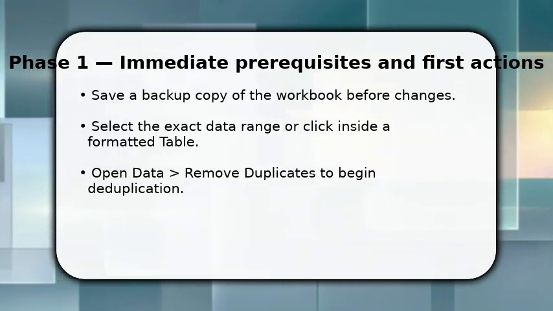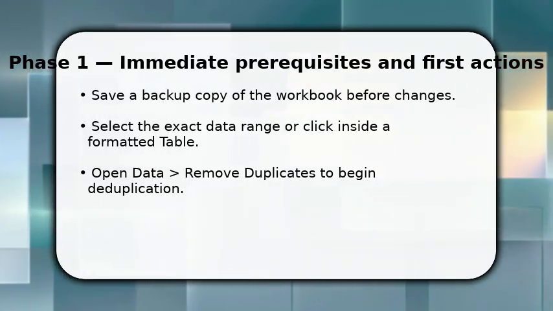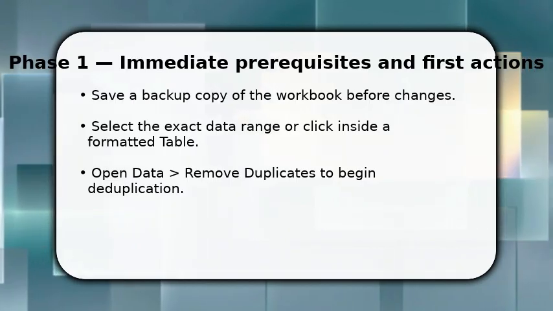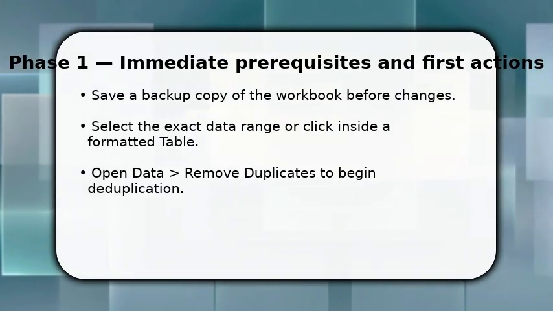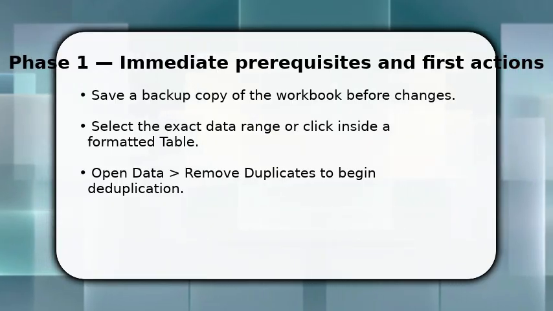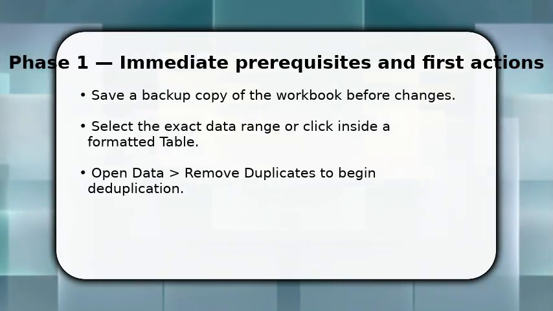Then, go to the Data tab and open Remove Duplicates. Make sure My Data Has Headers is checked if you have column titles. You're now positioned to choose which columns drive duplicate detection, so proceed to select them carefully.